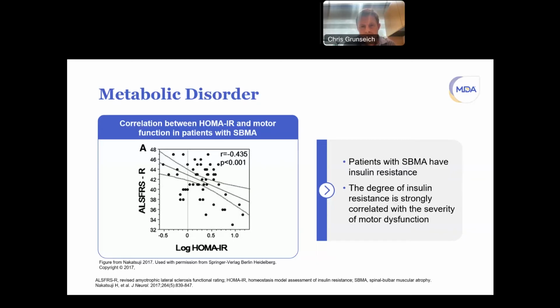So patients who had more insulin resistance in this study were not performing as well on the ALS functional rating scale. And it's important to be aware of this because patients can be screened to make sure that they're not having elevations in serum glucose. If they do become diabetic, they should be appropriately managed by an endocrinologist or an internist for taking care of this important symptom. Next slide.